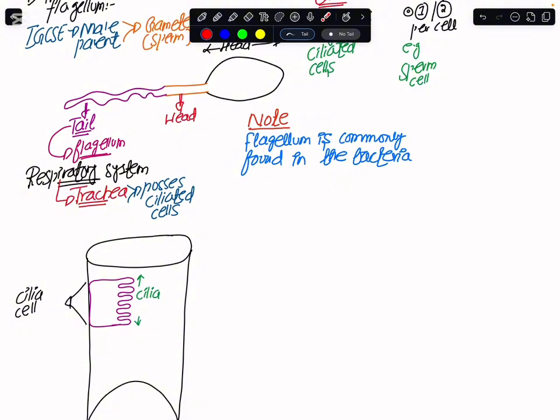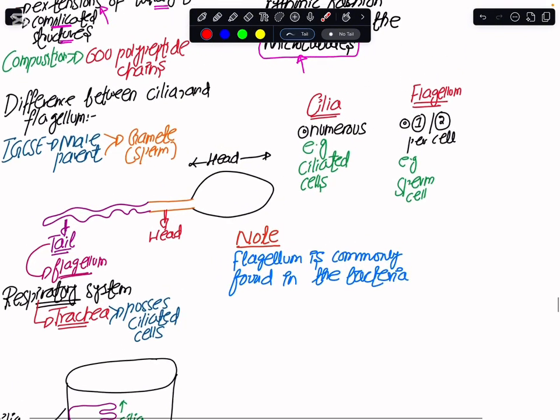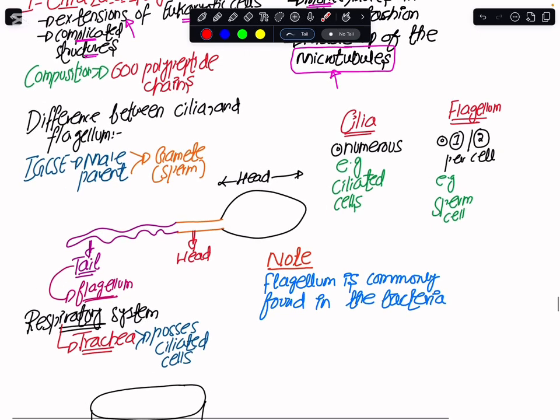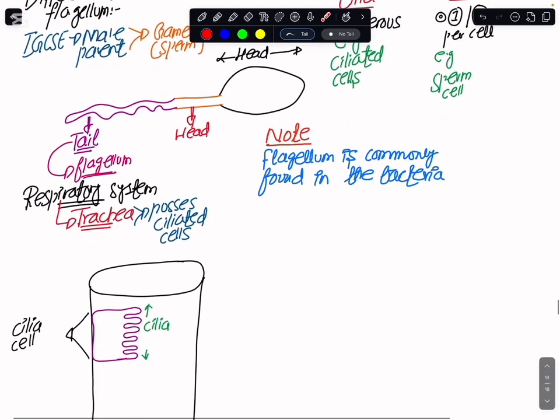Their configuration overall is the same for the cilia and the flagellum, but how frequent they are for a particular cell allows us to call them either the cilia or the flagellum. So the cilia are numerous per cell, like the ciliated cells in the trachea and in the bronchus of our respiratory system. And the flagellum is again an extension of the eukaryotic cell, but they are fewer, like one or two extensions per cell as we have for the sperm cell. The important note is that the flagellum is commonly found in bacteria, but in terms of human beings, we see it in the case of the sperm cell.